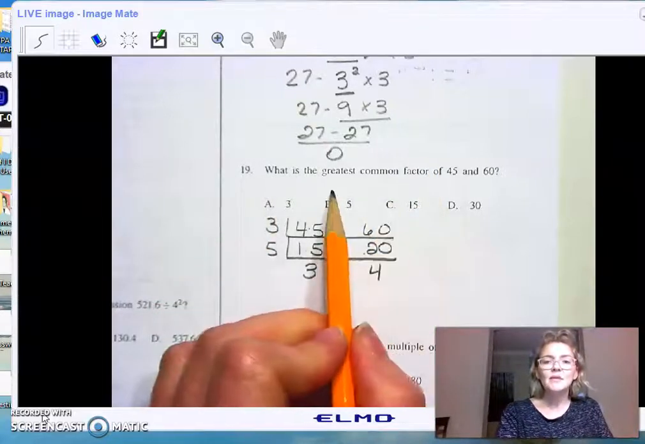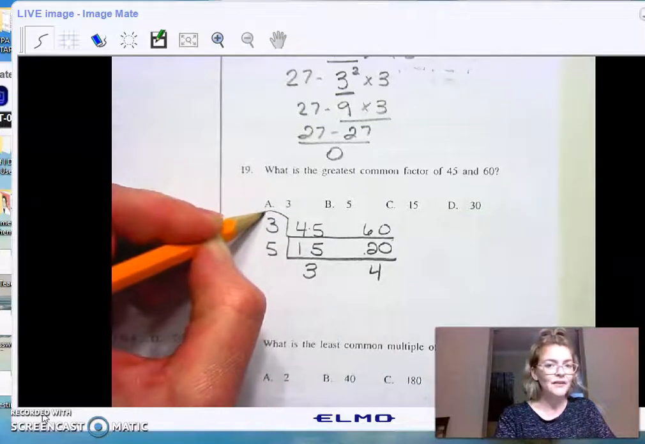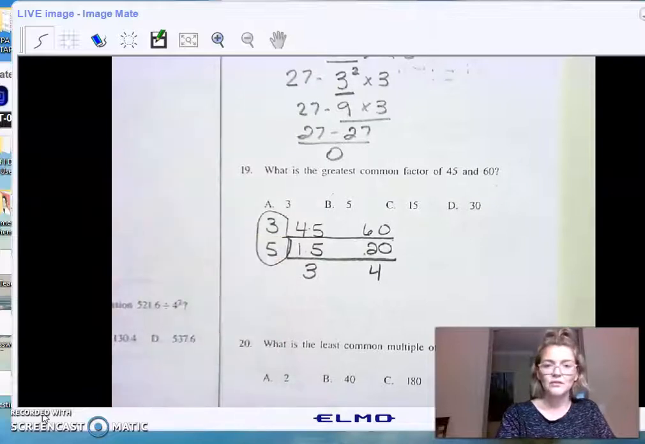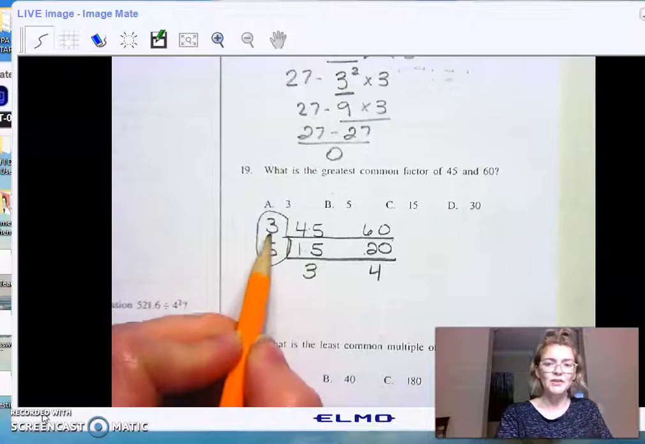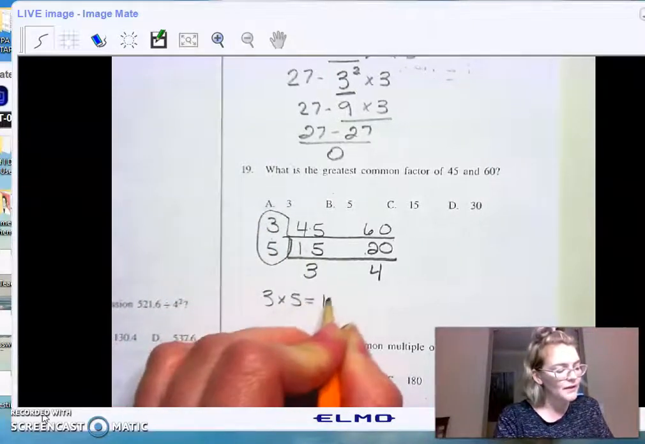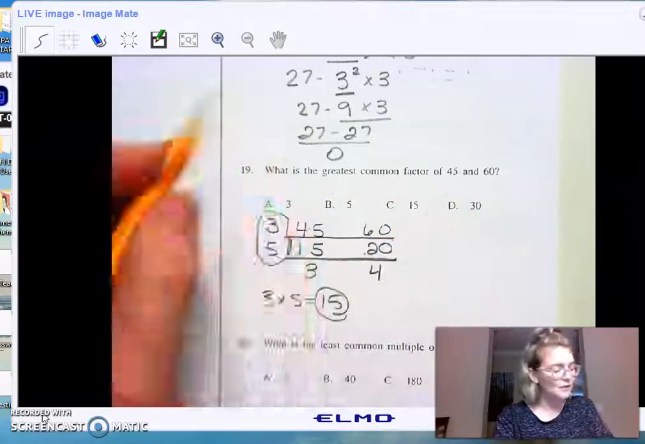And this is greatest common factor. So what I tell the students to remember is you're only circling the side for this, and you can make a G-shape circle to remind you of GCF. When you multiply these two together, 3 times 5 is 15. 15 is the greatest common factor of 45 and 60, so that would be C.